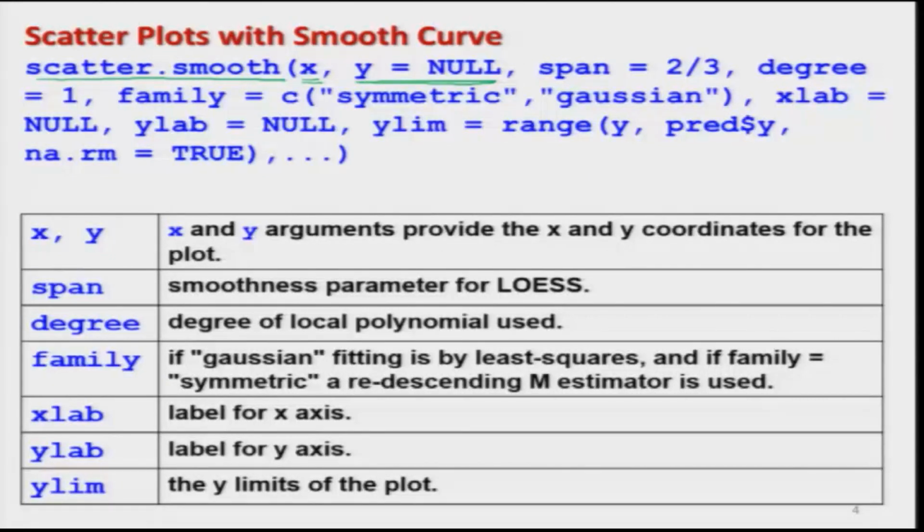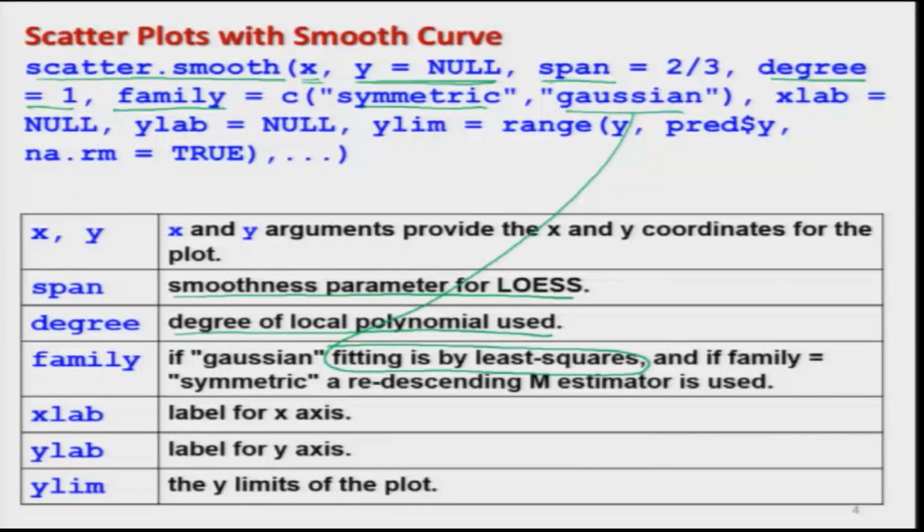And then there are different options here, say span. Span controls the smoothness for this LOESS, and then there is degree. Degree here is given as 1. This degree is the degree of the local polynomial which is used for fitting, and then it is asking for family. This family can be symmetric or Gaussian, and there are different methods for fitting the data. In case we are using Gaussian, it indicates that the fitting has been done on the basis of the least squares method.